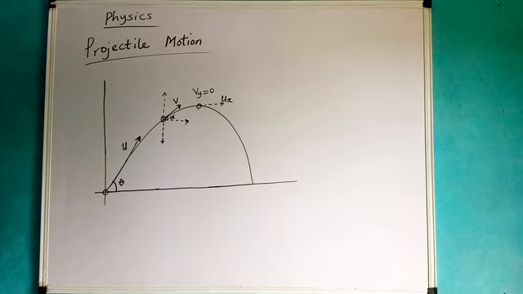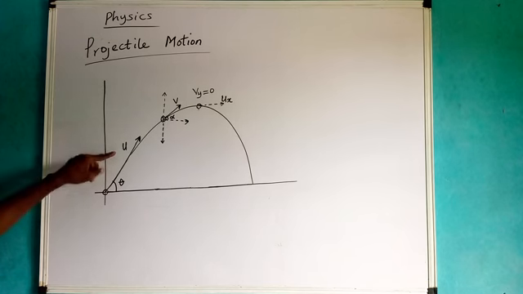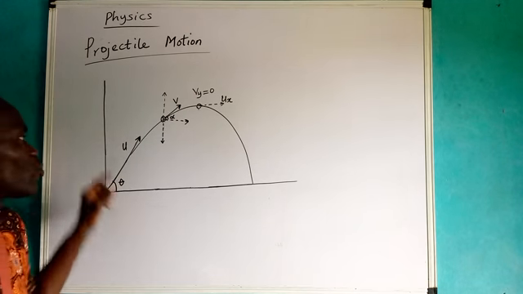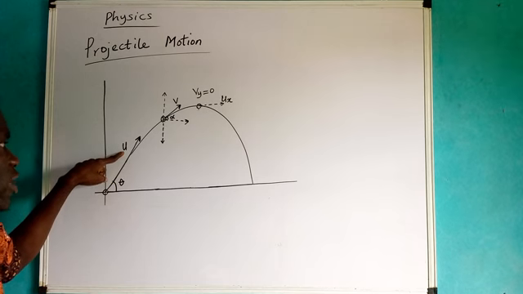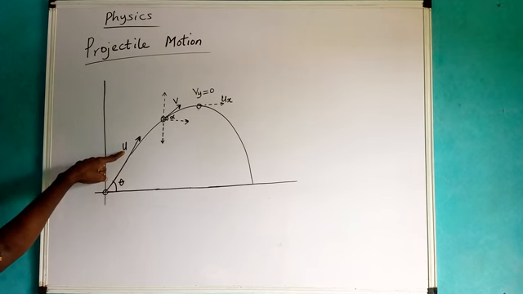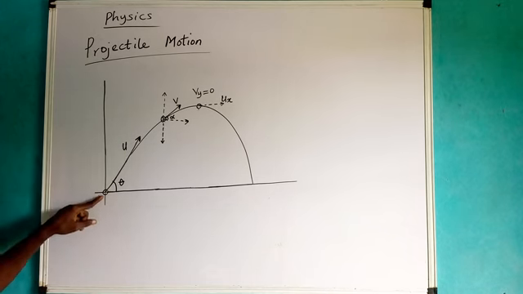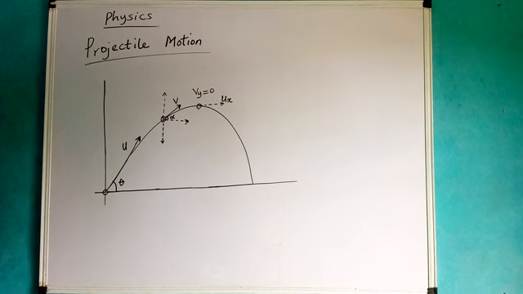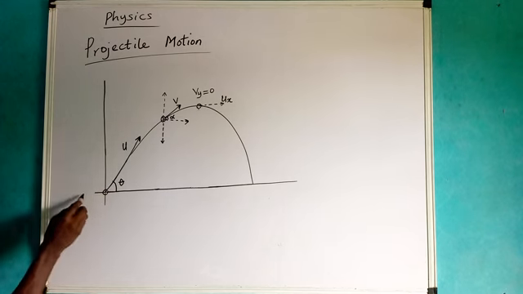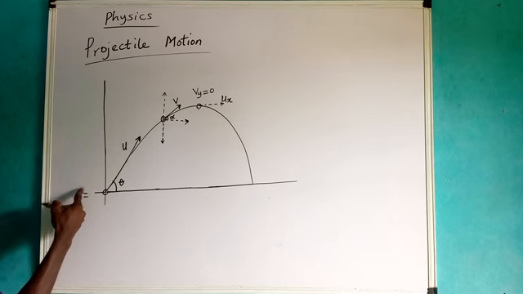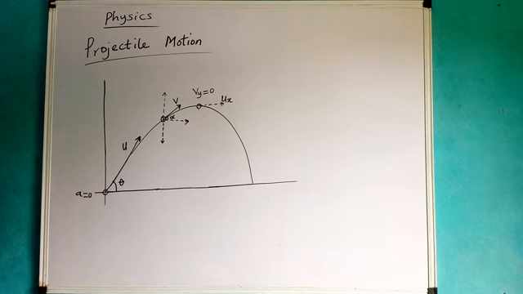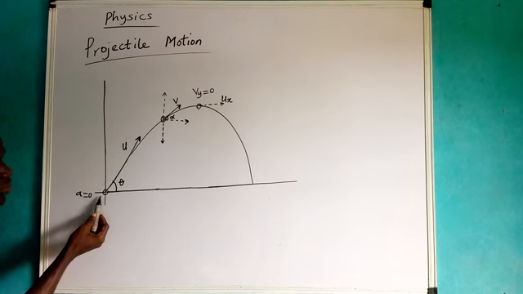You can see with the graph we have on the board, there is the angle of projection, which is theta, and we have the initial velocity. Don't forget that a projectile is usually projected with an initial velocity, which is u. You can see the body is at this point here, which is at rest. The acceleration at this point is 0. It means a is equal to 0.